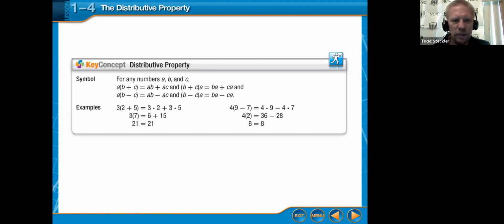So if we look at some examples with numbers, 3 open parentheses, 2 plus 5, using the distributive property, that would equal 3 times 2 plus 3 times 5. And now just to verify that it's true, if we work out 2 plus 5 using the order of operations, that's 7, and 3 times 7 is 21. If we do the right side of the equals, 3 times 2 is 6, 3 times 5 is 15, 6 plus 15 is 21, which gives us a true statement.